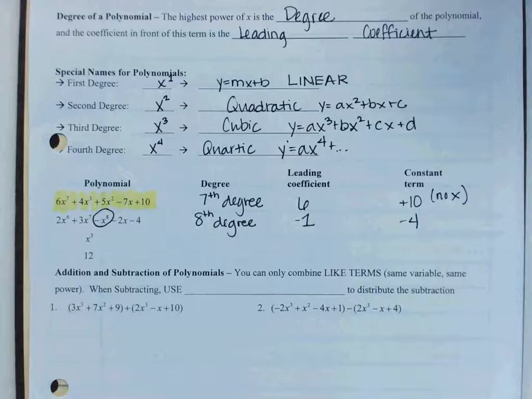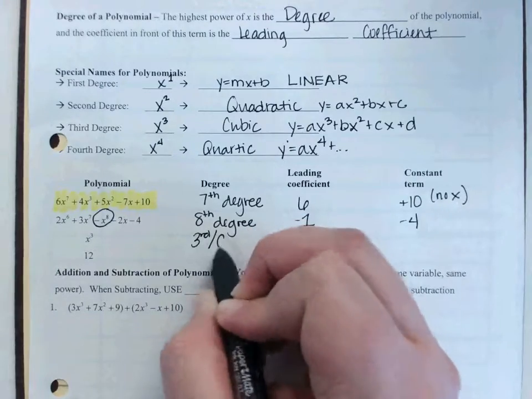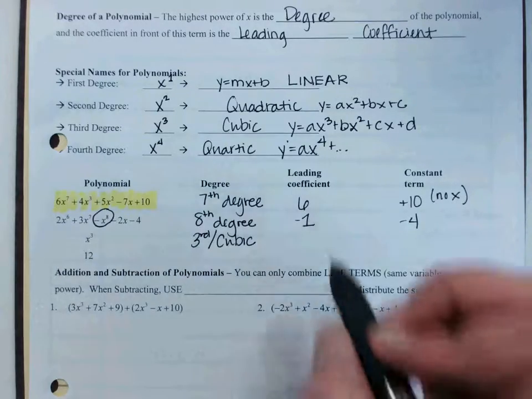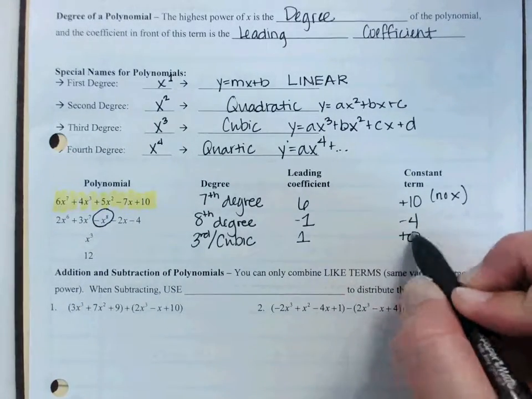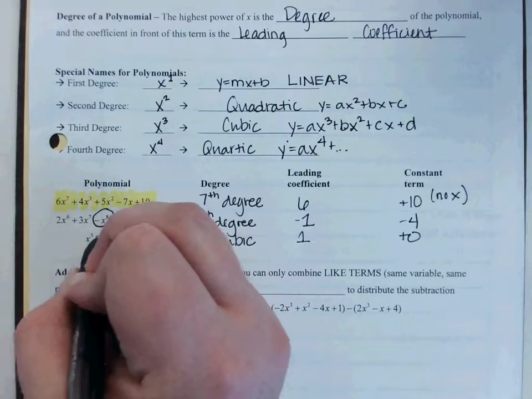Negative 4. Very good. Next one, what's my degree? Third. That's a third degree, or what could you call it? Cubic. That's one of the ones that has a special name. What's the leading coefficient in front? Positive 1 if nothing's there. And then your constant term, you would say there's a plus 0. 0 counts as a constant too. So if you want to add that in here.